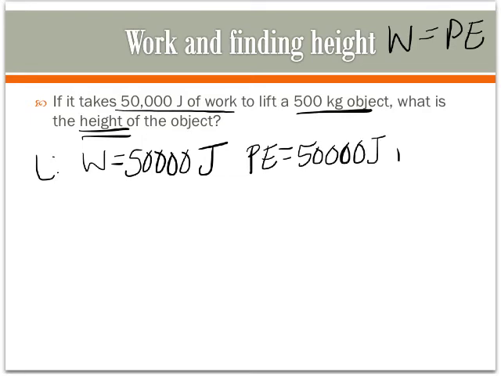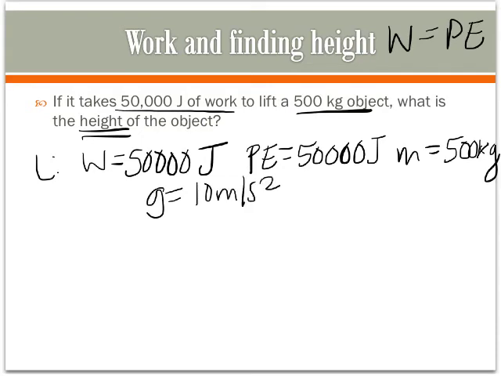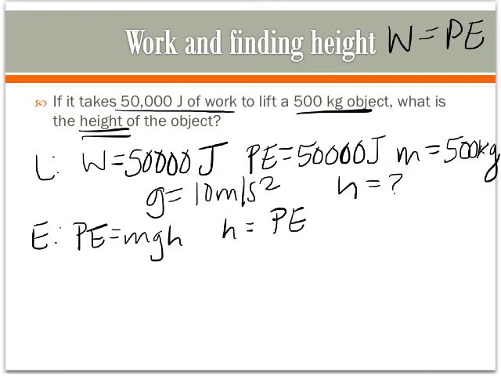Then we know our mass is 500 kg. And then don't forget, and you could have listed this as a known last time, it's just you ended up not needing it, but something that you'll always have available to you as a known is G is equal to 10 meters per second squared. All right, so we want an equation that is going to help us find height that has some of these variables in it, which is our PE equation. PE equals mgh. We want to find height. That looks like PE divided by mg.